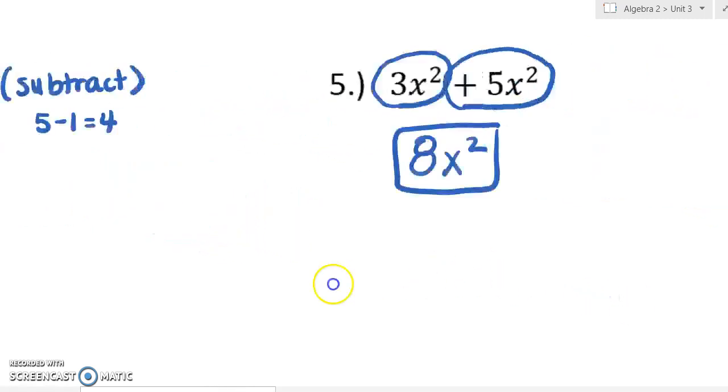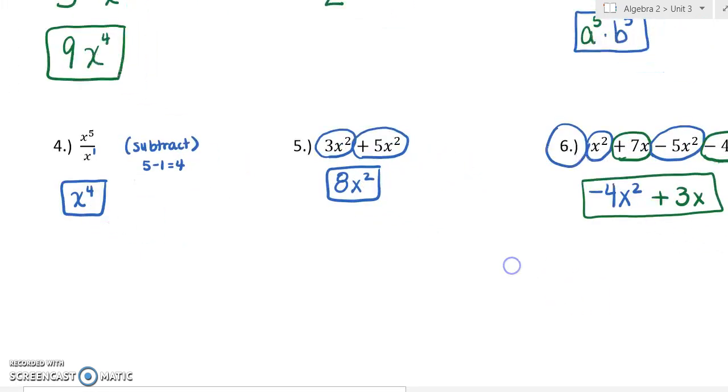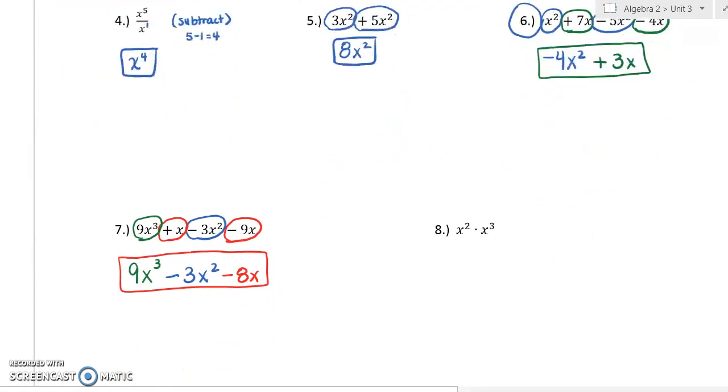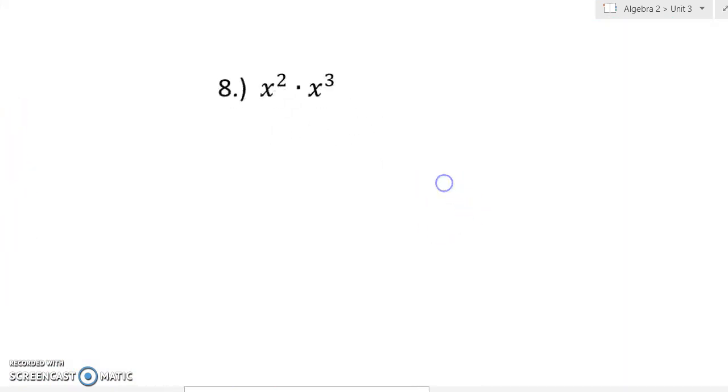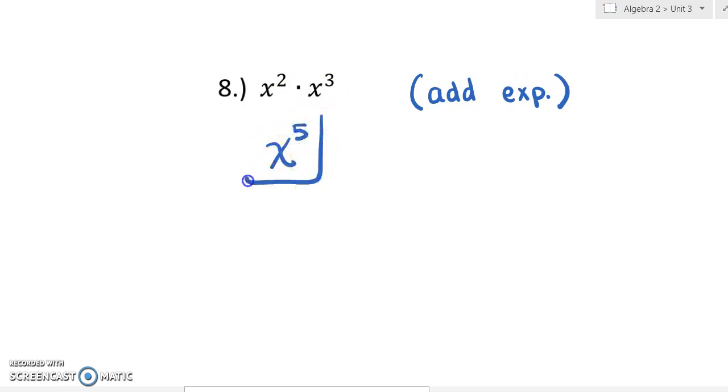We did number 5 already, number 6, number 7, and last one, number 8. We have two bases of x being multiplied with their exponents, so we are going to add the exponents. And 2 plus 3 is 5, so it's going to be x to the 5th power is our final answer.